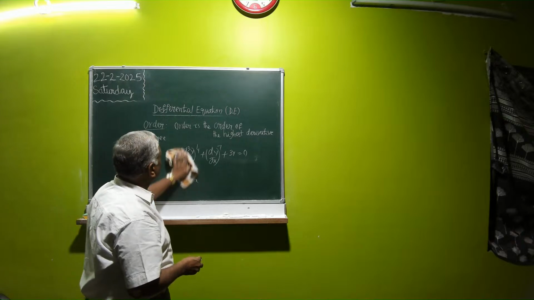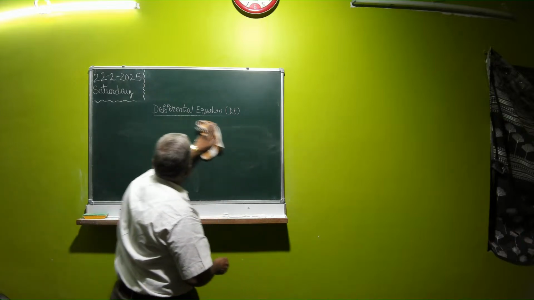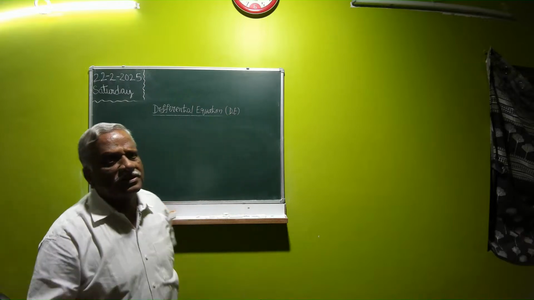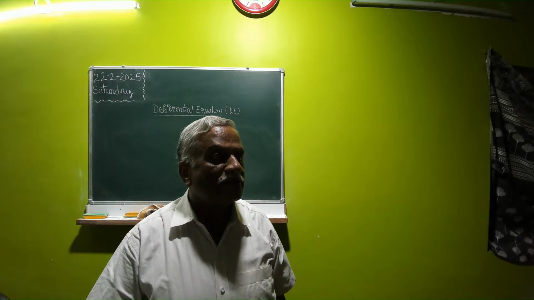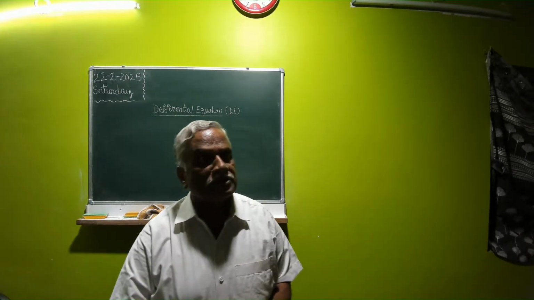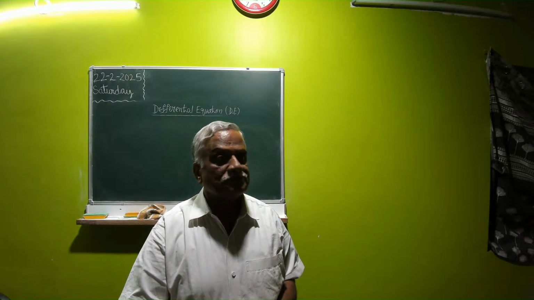So first thing you should do is remove the fractional powers if there are any, and only then decide the degree. That's why they use the word degree: the degree of the highest derivative in the polynomial equation. What's the meaning of a polynomial equation? A polynomial equation does not have fractional or radical powers.